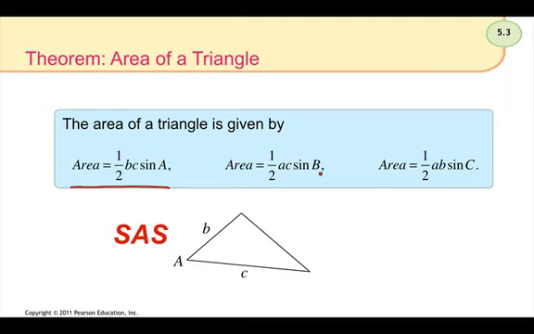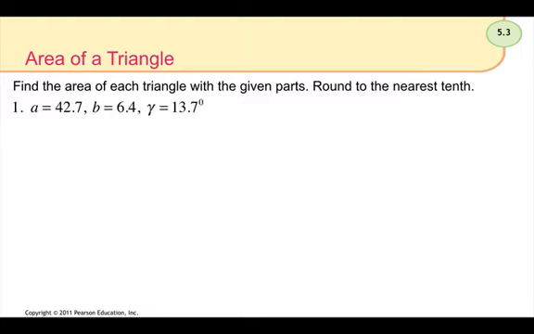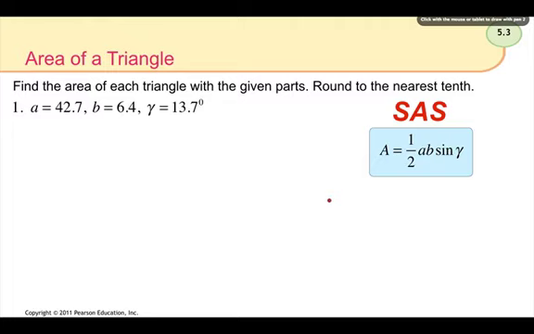It says find the area of the triangle with the given parts, round to the nearest tenth. By looking at the information, notice that I have side, angle, side. This is the angle, the included angle between these two sides. So this is the formula, and I simply need to plug the given information into the formula, punch that into the calculator and round, and this is my answer, 32.4 square units. Let's go to the next slide.